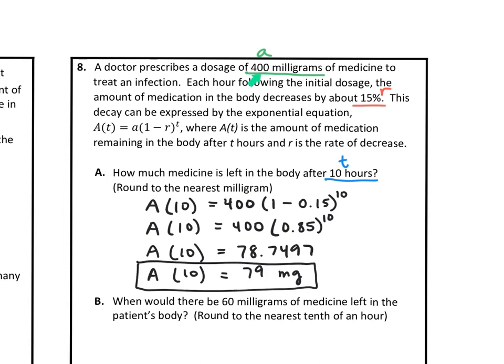So if my initial dosage is 400 milligrams, after 10 hours, my body would have 79 milligrams left.